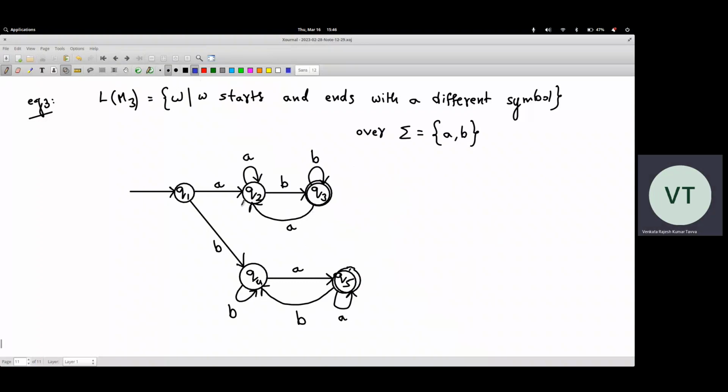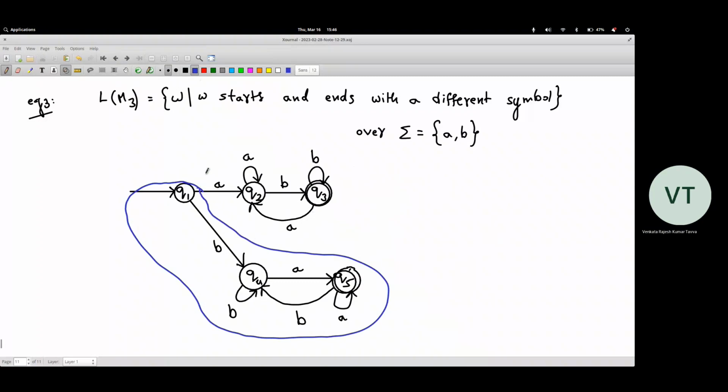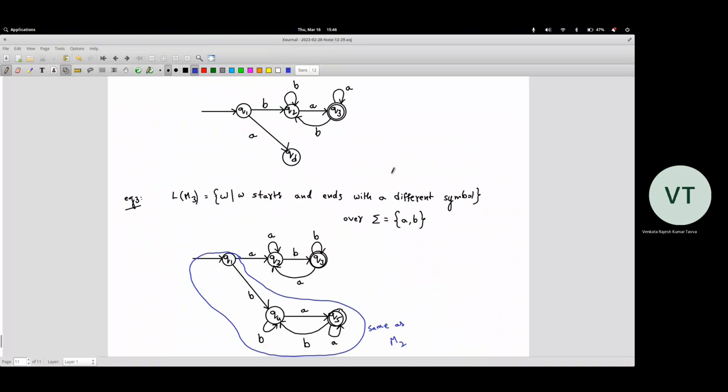So actually, if you notice, this portion is same as M2. So let me minimize this a bit. You see, it's the same. You can verify. So we have just extended the previous machine with one more branch. So the branching means it's like either this branch or this branch. So if it starts with B, it takes one branch. If it starts with A, it takes the other branch. That's all.